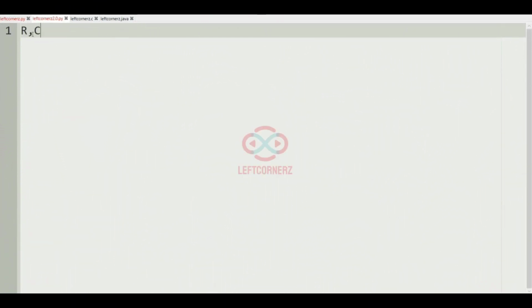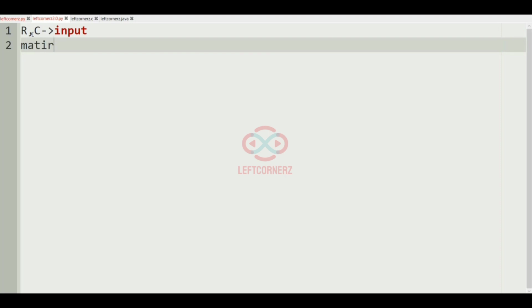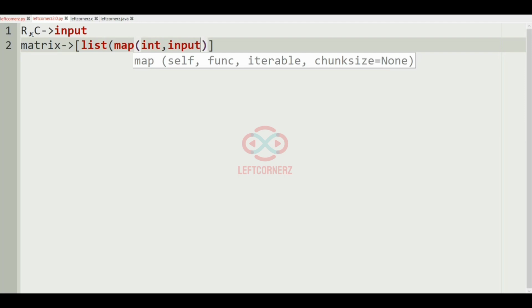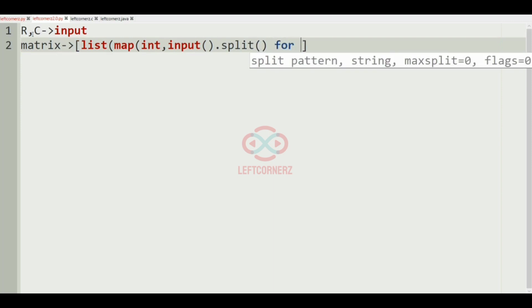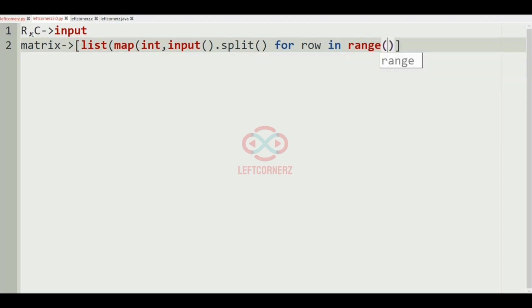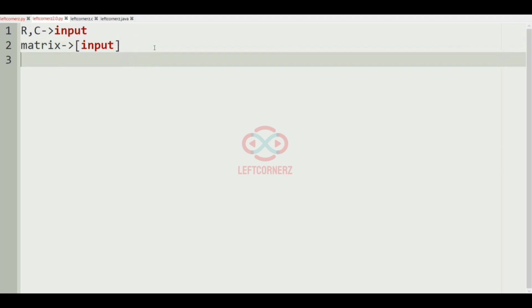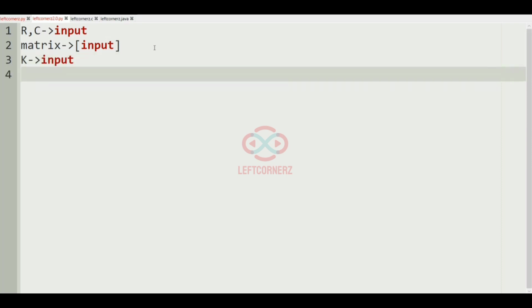Now let's see how to solve this program. First we'll get the inputs R and C, that is the number of rows and columns, and then we'll get the matrix as a list: list of map of int, input dot split, for row in range R. We'll get the input of the matrix like this, and then we'll get the integer K as the input.